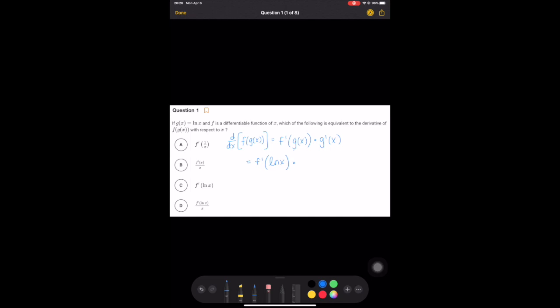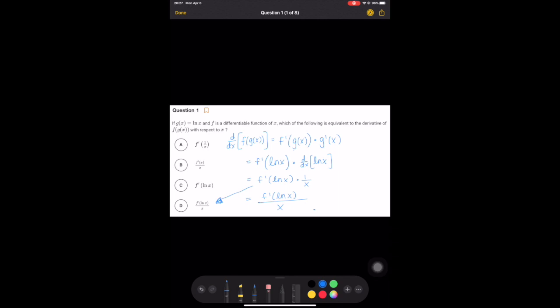times, if g is ln of x, then g prime would be the derivative of ln of x. I'm going to write a little bit more here to go kind of slow. Now the derivative of ln of x is 1 over x. So we have f prime of ln of x times 1 over x, which is f prime of ln of x over x. That's the answer.